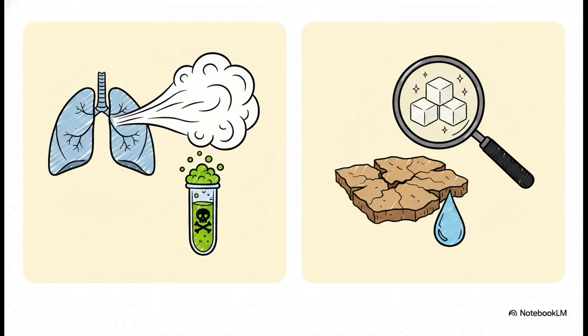On the left, we have diabetic ketoacidosis. This is typically your type 1 patient. Because they have an absolute lack of insulin, their body panics and turns to lipolysis, breaking down fats into ketone bodies. This creates a really dangerous metabolic acidosis.